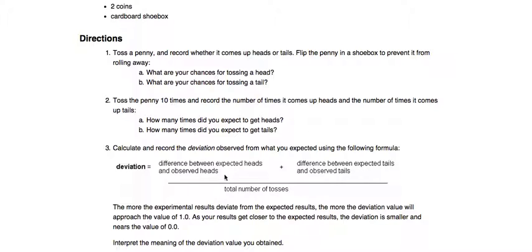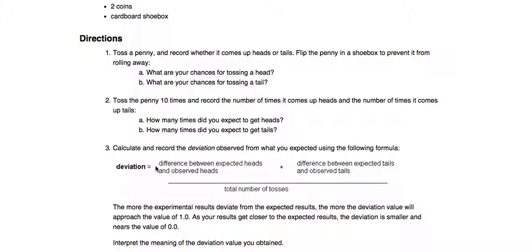So here we talked about an instance of you observed 4, but you expected 5. So the result here would be -1 plus 1. And then you would divide that by the total number of tosses, which in this instance would be 10, and you would get a value.